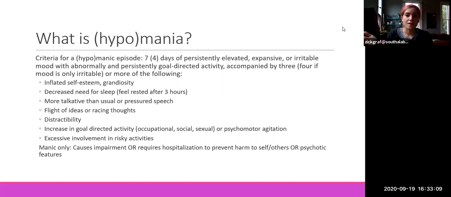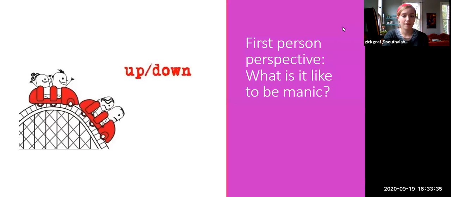Or sometimes people with mania get into accidents because of their reckless behavior, or they overdose because of their increase in goal-directed activity and lots of impulsivity and social engagement that can lead to substance use. Or someone who's manic could become suicidal, or they could have psychotic features. And all of those things are distinguishing features from hypomania, which is all the same behaviors, but just to a lesser degree and not impairing.